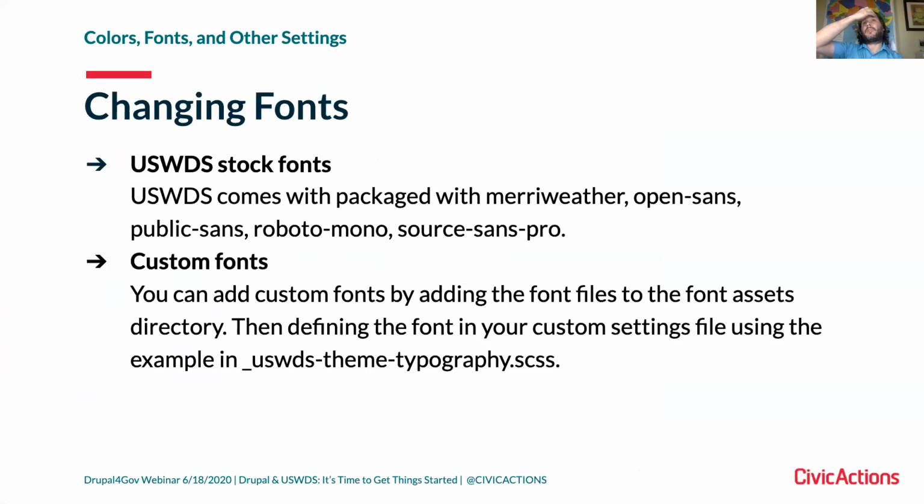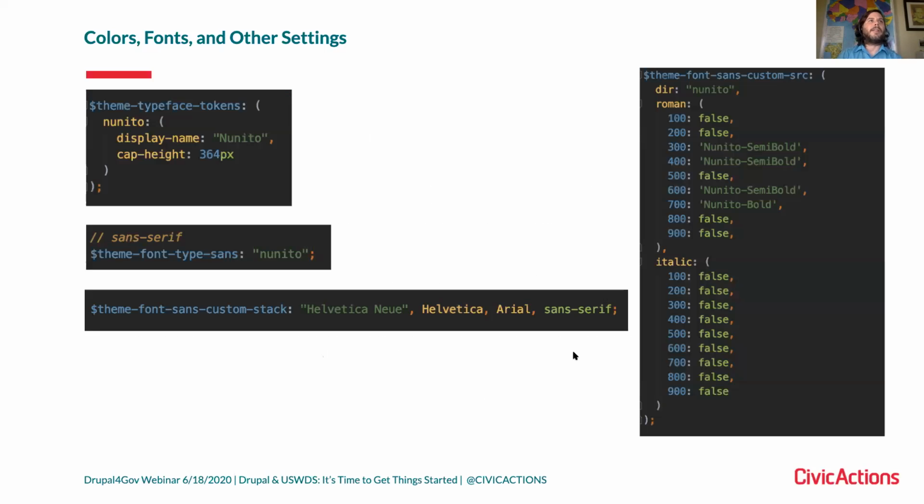USWDS comes packaged with Merriweather, Open Sans, Public Sans, Roboto Mono, and Source Sans Pro as non-system fonts. It also has a handful of system fonts built into the system. You can add custom fonts by adding the font files to that font assets directory that we were looking at earlier. And then we have to define that in our custom settings using the examples in the USWDS theme typography settings. What that looks like is this.